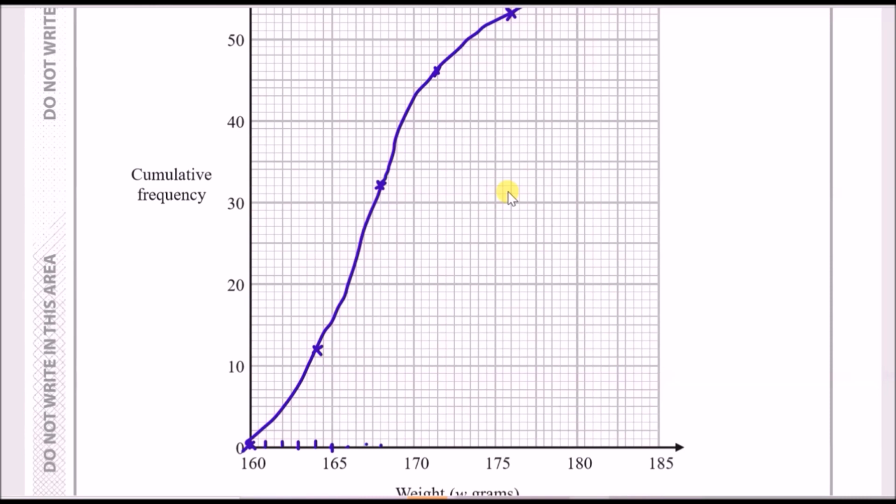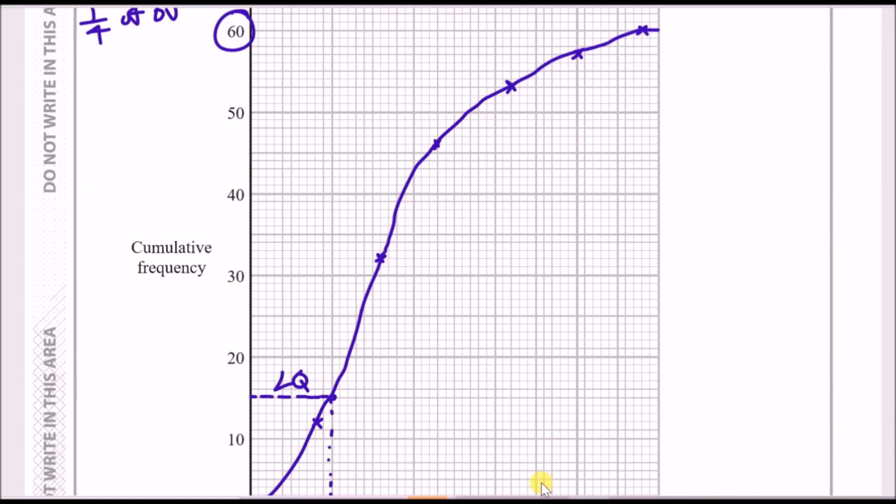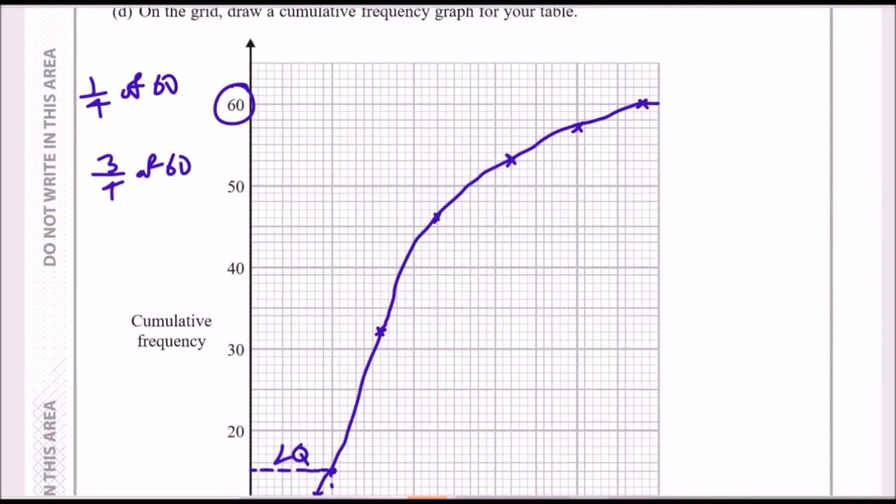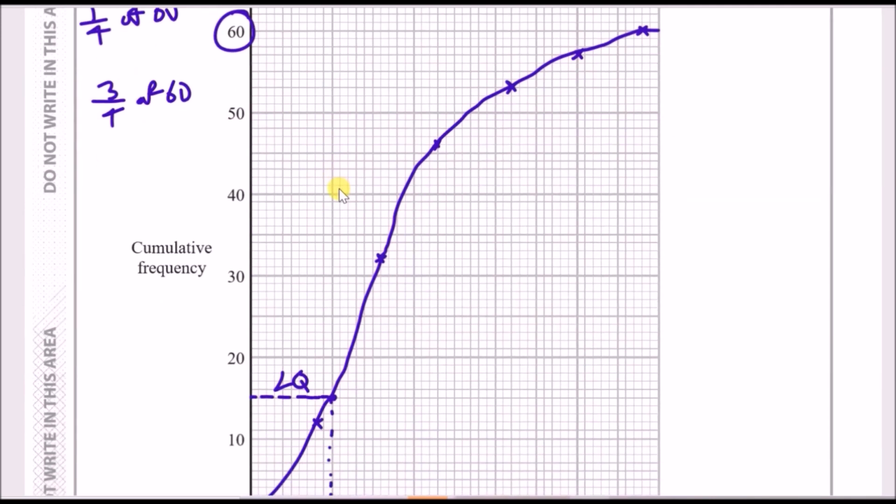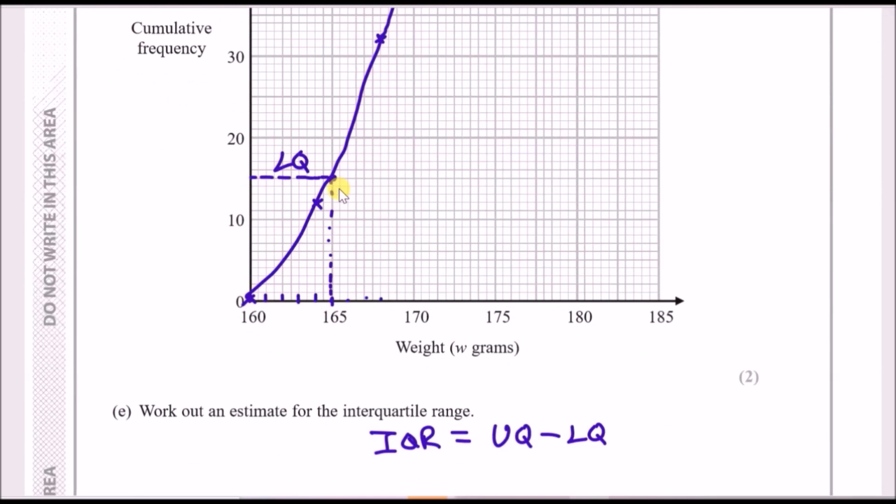So this means that the lower quartile is actually over here, corresponding to 165. So this is the lower quartile. And the upper quartile is 3/4 of 60. And 3/4 of 60 is just 3 times bigger than 1/4, which is now 45. So we draw a dotted line over here, corresponding to the upper quartile, and it hits there, and you just keep going all the way down. I think that's going to land around here, about 171.